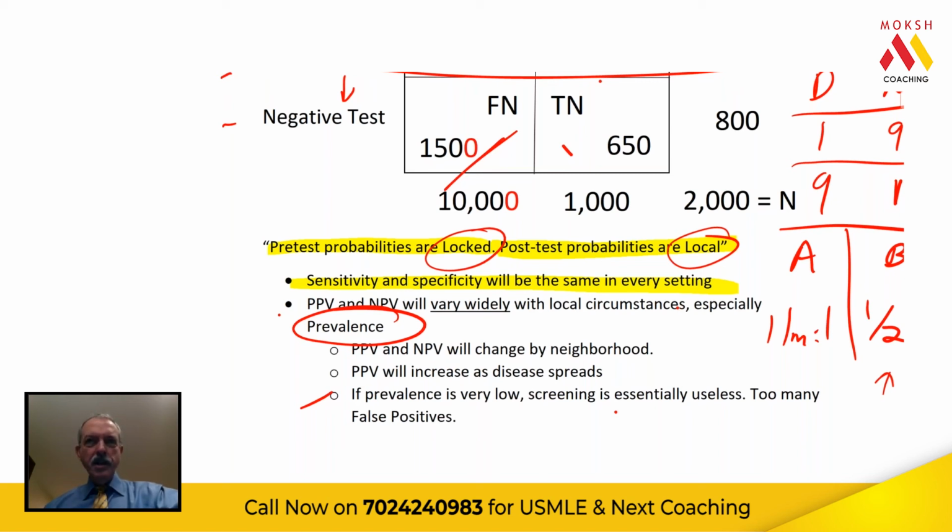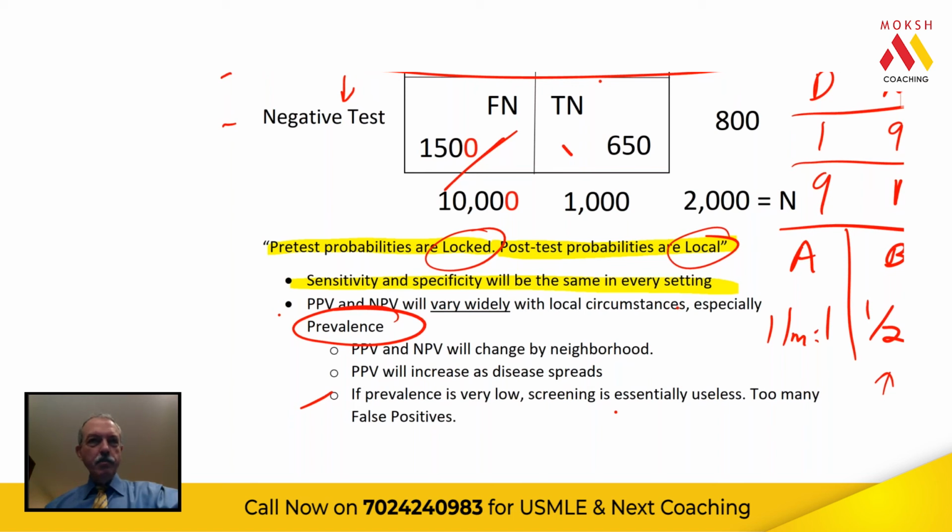Prevalence and positive predictive value are proportional. Prevalence and negative predictive value are inverse. As prevalence increases, positive predictive value goes up and negative predictive value goes down. As prevalence decreases, positive predictive value goes down and negative predictive value goes up. You can't get to predictive value without prevalence.